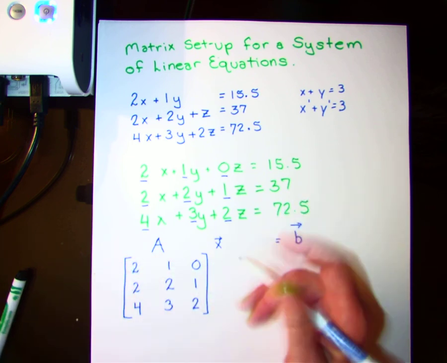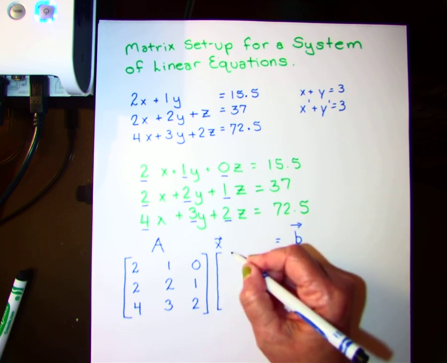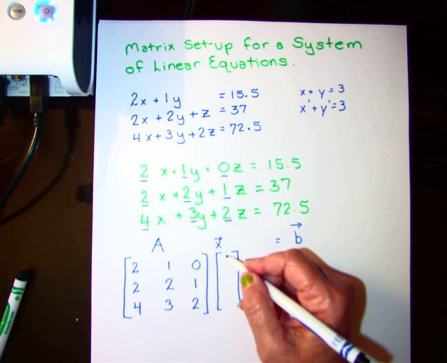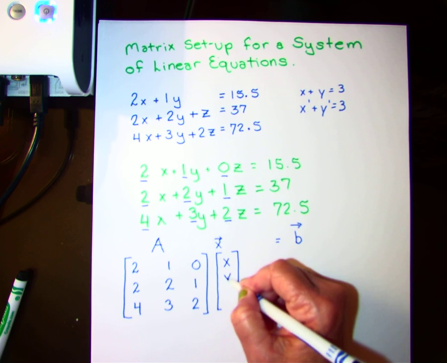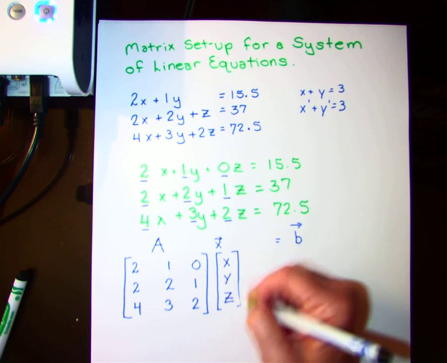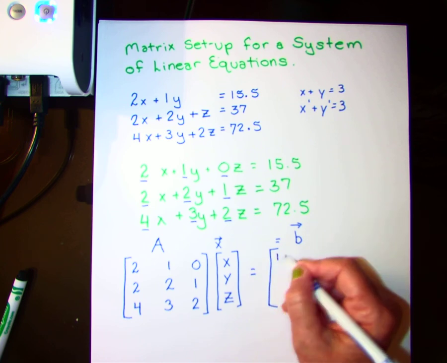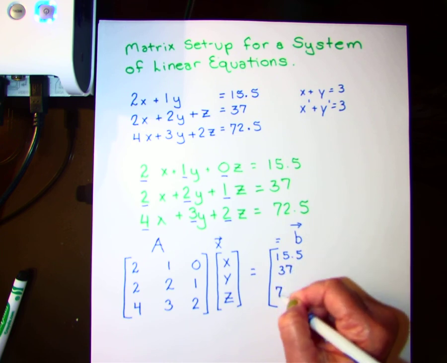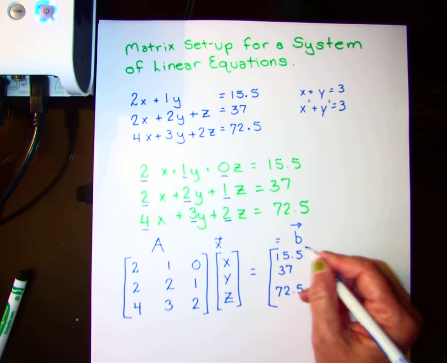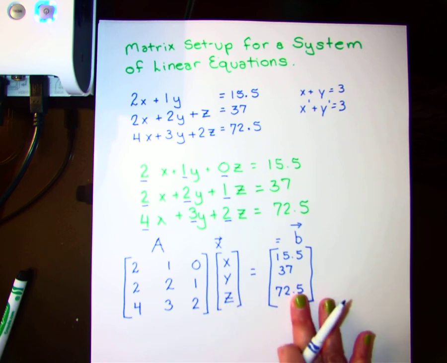I can see that. Now my vector x is just a stacked vector, it's a 1 by 3 vector of my variables. So I have x, y, and z. Those are my variables. It will equal a stack of my solutions. Now I have my matrix times a vector equals a solution.